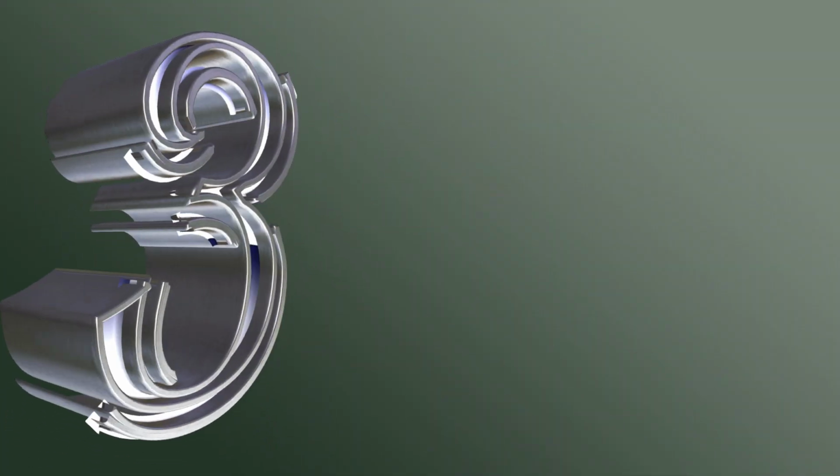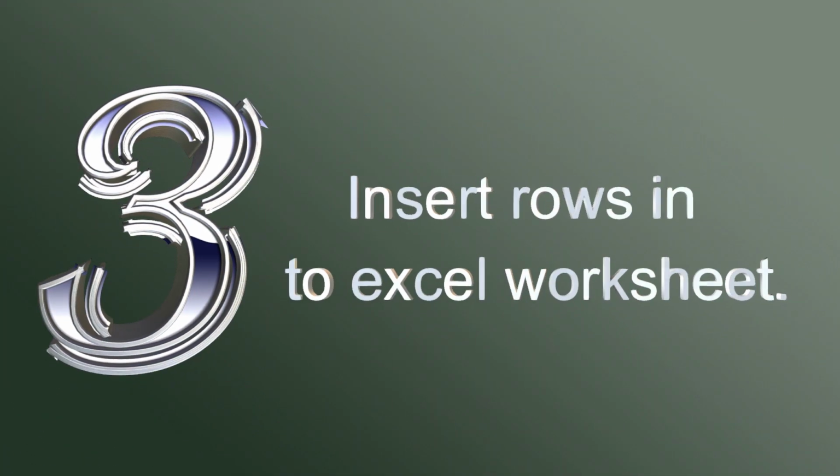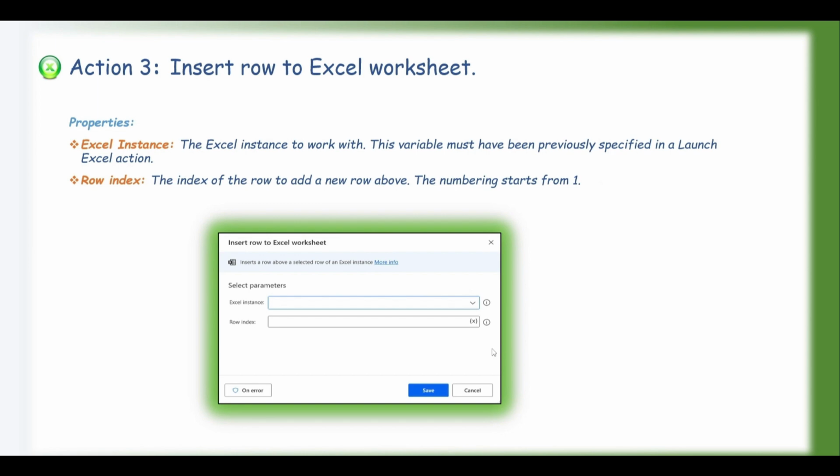Let's go to our next action, which is insert row to Excel worksheet. It has two properties, Excel instance and row index. First is the Excel instance to work with, and second is the row index, which is the index of the row to add a new row above. This means if we want to add a new row above row number 4, then we have to simply write row index as 4.